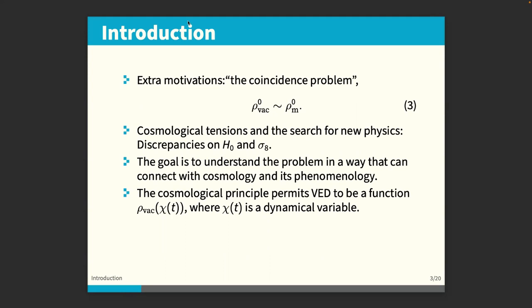So the goal here is to try to reformulate the previous problem in such a way that we can connect the problem with cosmology and its phenomenology. And just a reminder that the cosmological principle permits a vacuum energy density which evolves with time, or with a dynamical variable.